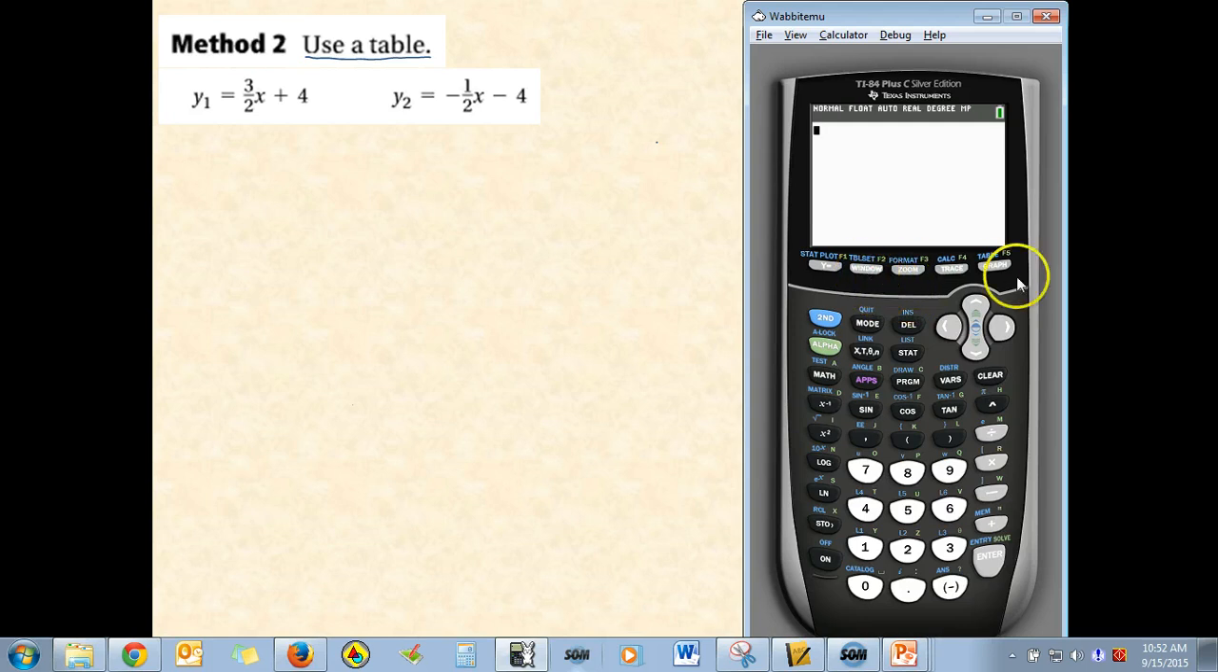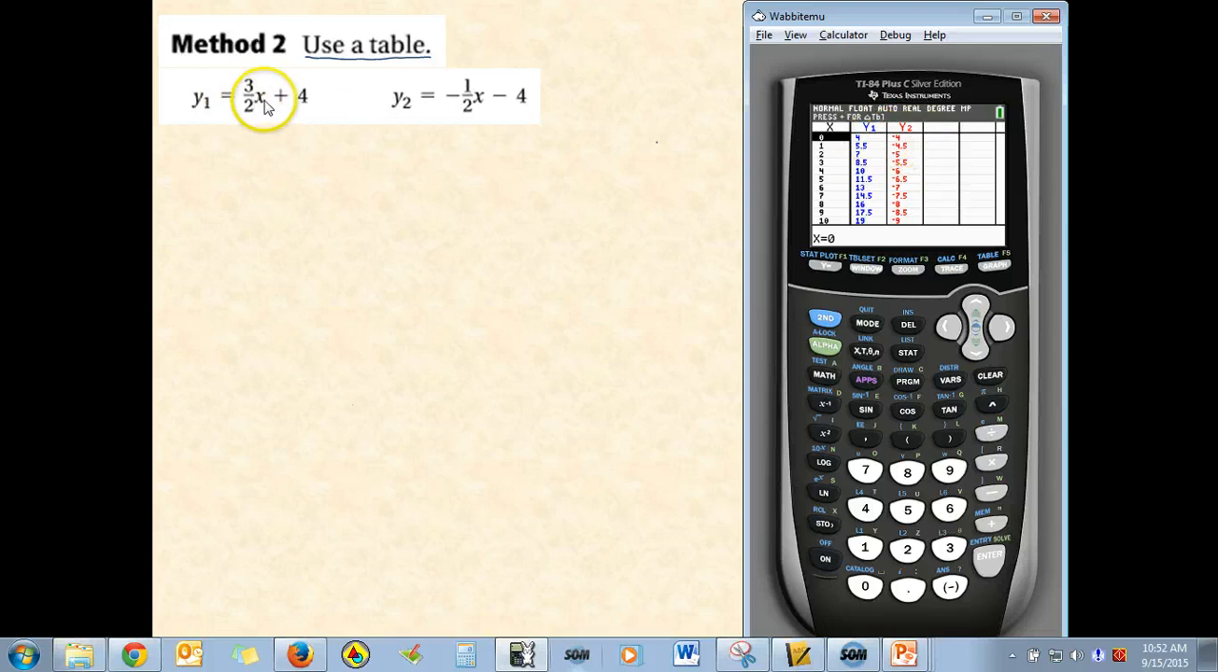The next thing I'm going to do is look at a table. See this table written in blue right here? I'm going to click second and then table, and it makes a table for me. It says when x is 0, y1 is 4, and y2 is negative 4. And that makes sense. If you plug a 0 into y1, you get 0 plus 4 is 4. If you plug a 0 into y2, 0 minus 4 is negative 4.